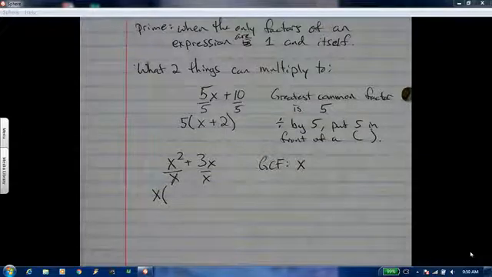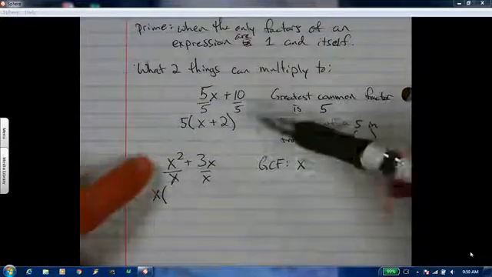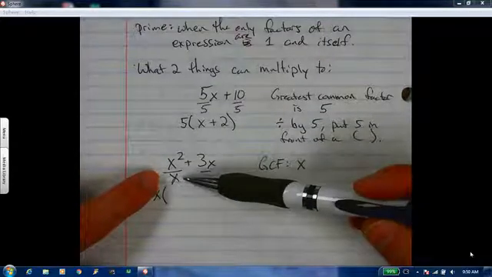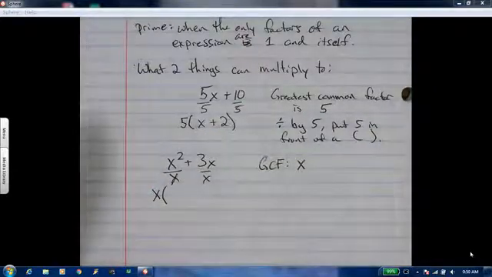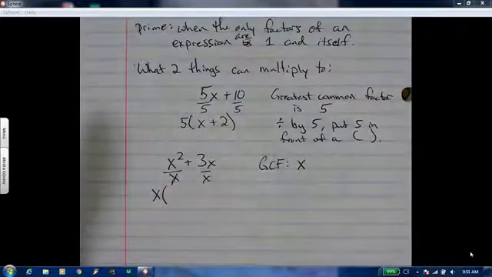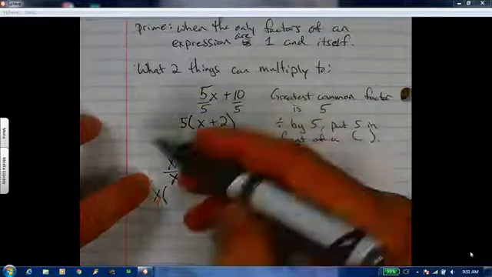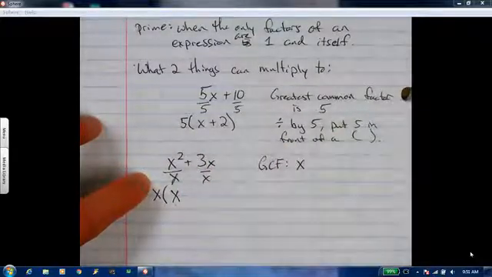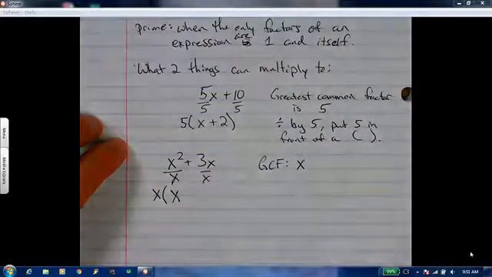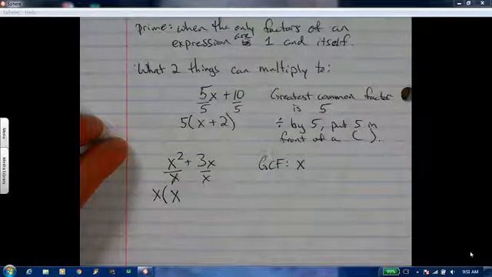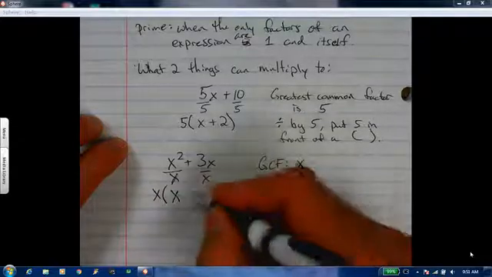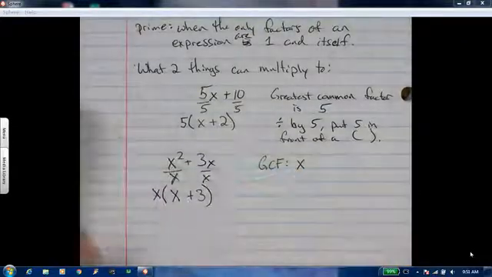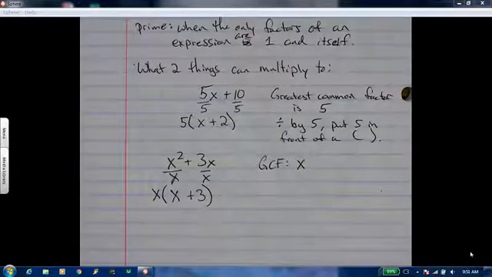So that first one, I had x squared. I divided by x. So x squared, I'm taking one of the x's away. How many am I left with? 1. There's 2 there. I'm taking one of them away. So that leaves me with 1 more left there. And then 3x, taking x away, you're left with 3. So it would be x times x plus 3. That would be the factors.